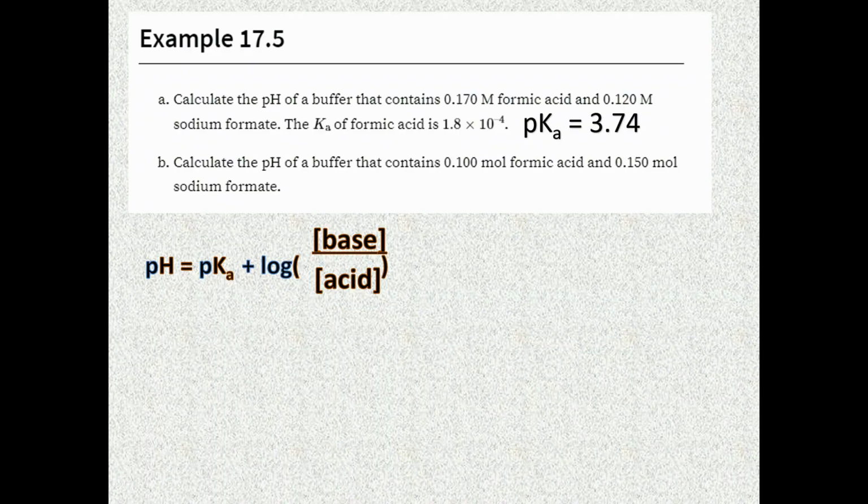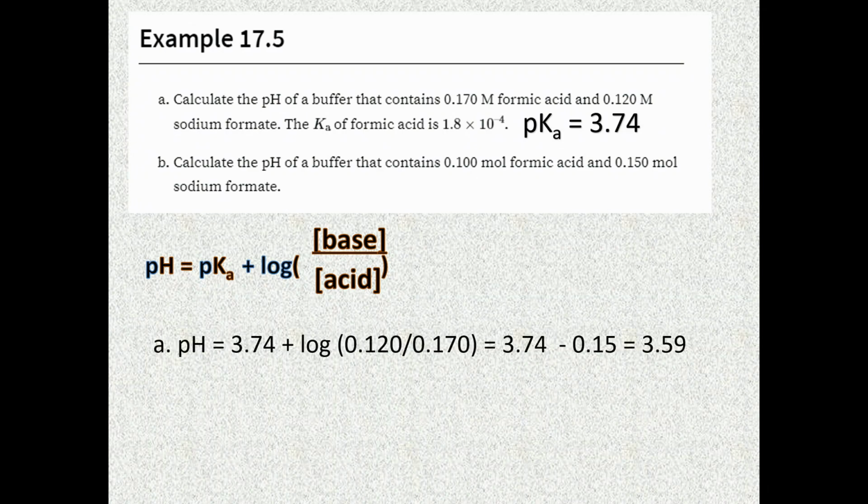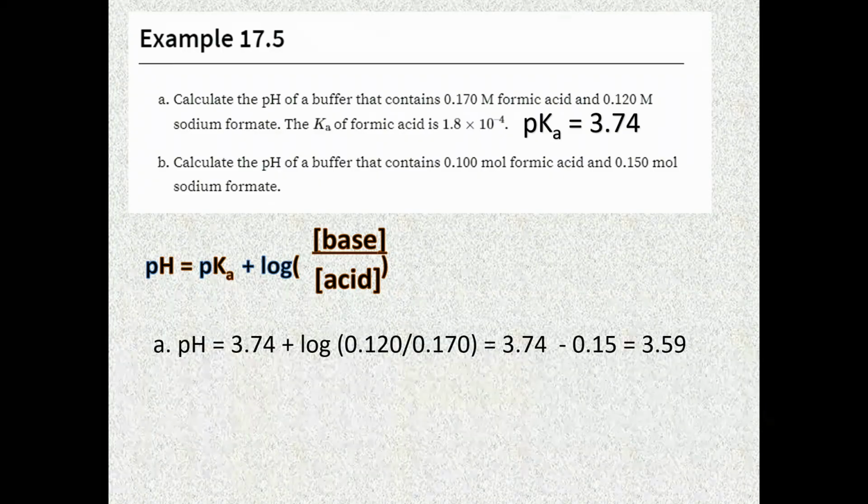So 1.8 times 10 to the -4, my pKa is 3.74. I'm going to put in 0.17 molar formic acid and 0.120 molar sodium formate. So for A, my pH is 3.74 plus the log of base over acid, so 0.120 over 0.170, becomes 3.74 minus 0.15, and my pH goes down to 3.59.